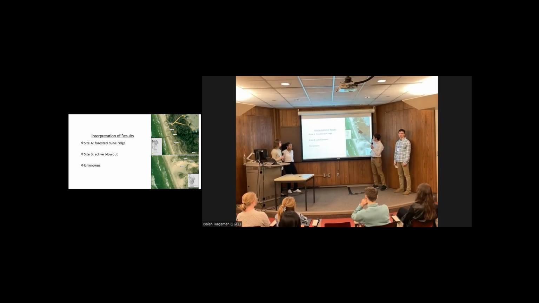And site A, the forested dune ridge, has much more vegetation and trees. The path goes this way, pretty much parallel to the beach. So there's a line of trees protecting it from the wind, so we see much less sand movement in that area.